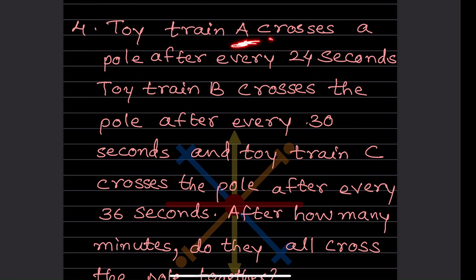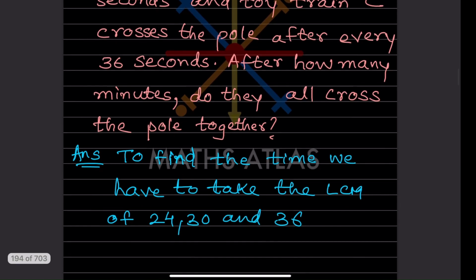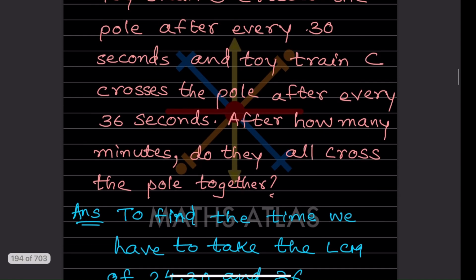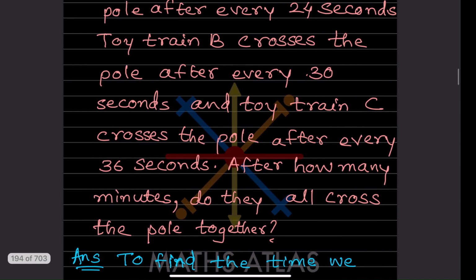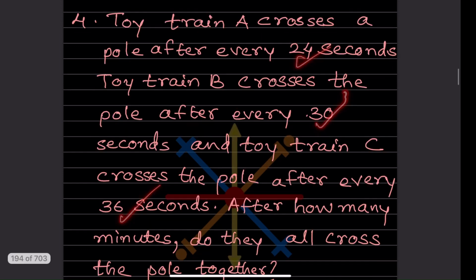Now here, this is toy train A. Toy train A crosses a pole after every 24 seconds. Toy train B crosses the pole after every 30 seconds, and toy train C crosses the pole after every 36 seconds. Find after how many minutes they cross the pole together. To find the time, we have to take the LCM of 24, 30 and 36.